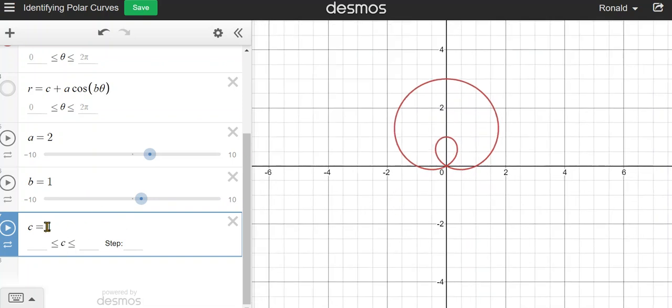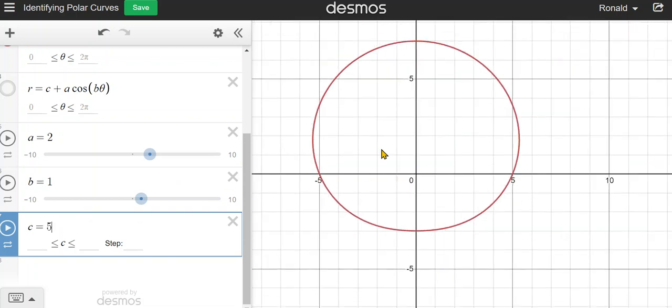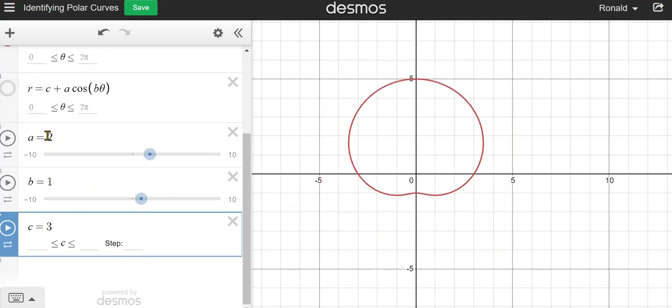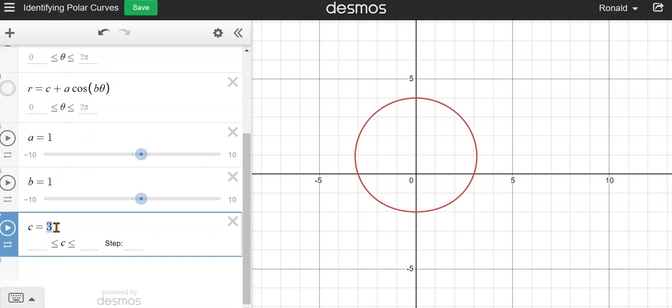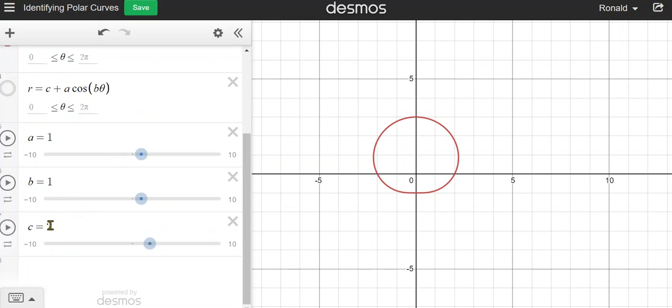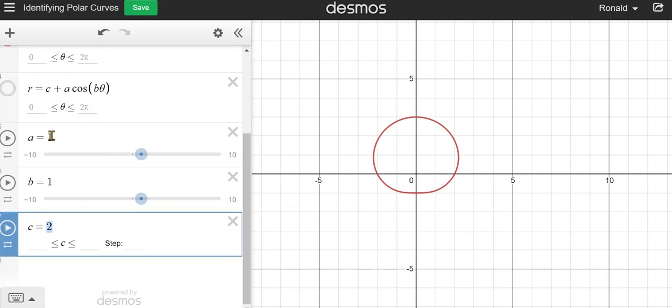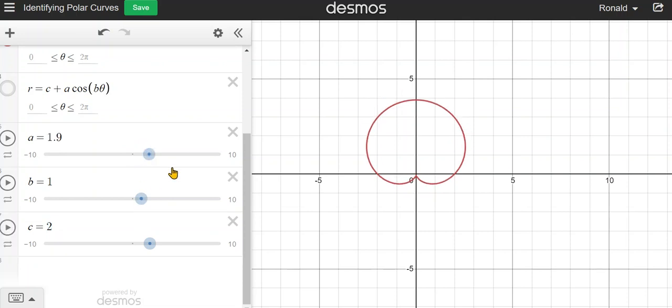If we let the c value be larger, let's not make it that much larger. Let's just go to 3, and let's let a be equal to 1, 2. So a is equal to 1, c is equal to 2. We don't have an inner loop. It is somewhat what we call dimpled. There we go, there's more of a dimple. Now, if a is equal to c, then we end up with a cardioid.